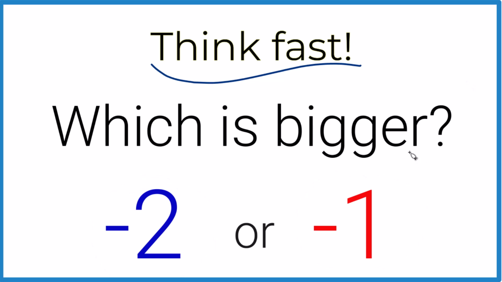It's helpful to think of this in terms of money. Would you rather lose $1 or lose $2? If you lose only $1 here, -1, you'll have more money in your pocket. -1 is greater than -2. But in school, they like to use number lines.